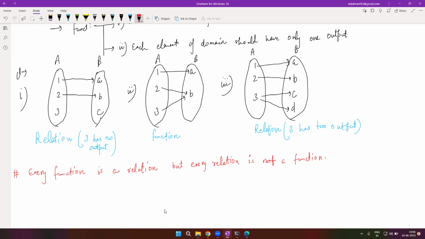Now, how do we use functions? How do we use these mathematical functions in our real life? For that, I would like to show you just a very practical example. So let's say there is some company which has some advertisements. Every company does some advertisement or other, right?